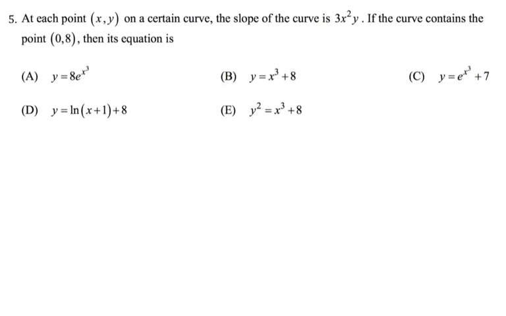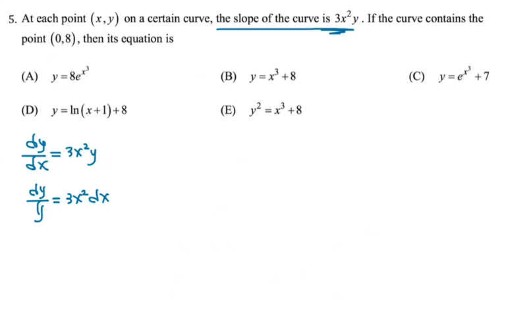Alright, let's look at number 5. At each point x comma y, the slope of the curve is this. Then once again, if I have to rewrite that, it becomes dy over dx is equal to 3x squared y. Now, if you were to separate the variables, we get dy over y must be equal to 3x squared dx.